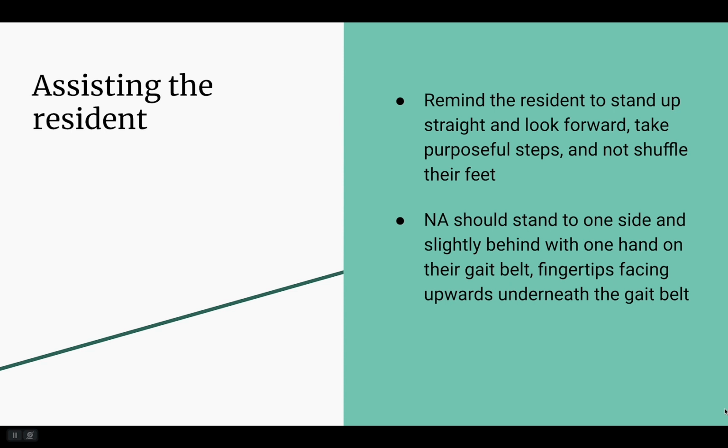If the resident loses their balance while in this position, the NA's arm will allow them to use their bicep muscle, rather than their forearm, to steady the client. The bicep is larger and stronger than the forearm and can provide better support.